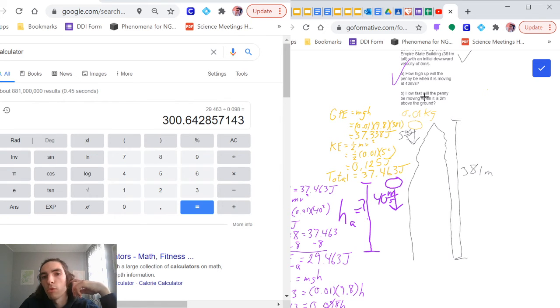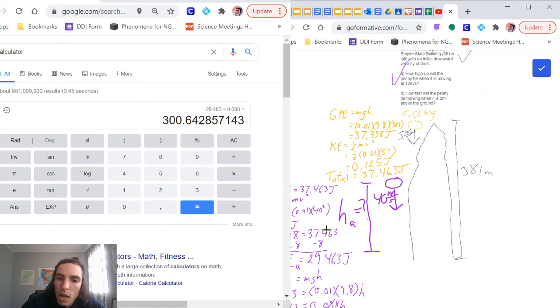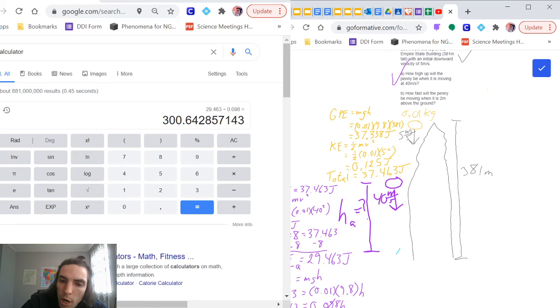So how fast will the penny be moving when it is 2 meters above the ground? I picked that number because that is about an almost average height for humans. It's rounded up to the nearest full meter, but I was curious how fast this would be moving when it reached like a person's height. Because I don't know if you all have heard that those drops could be potentially fatal. If a penny from the top of the Empire State Building were dropped on you, it could really do damage. So let's say this height is 2 meters.